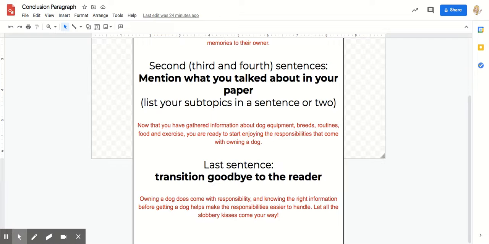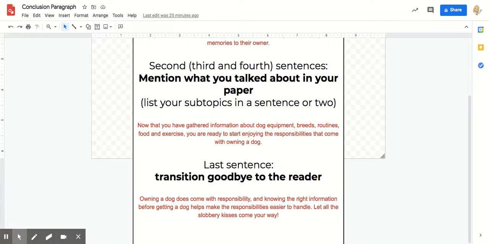Transition goodbye to the reader is another sentence that necessarily isn't saying, here's what I talked about, but just finding a way to transition out of what you talked about, but also summarize it and still hook your reader in a way. So I talked about owning a dog does come with responsibilities, because I know that equipment, breeds, routines, food, and exercise do mention or hint at responsibilities of a dog. So that's why I used that. And I also mentioned the word responsibility in my middle section of this paragraph, so I wanted to tie that in completely.